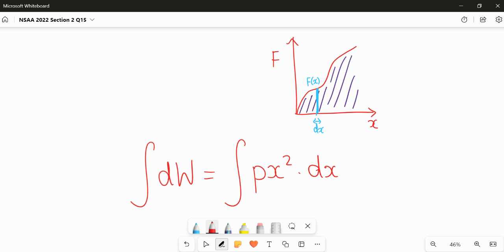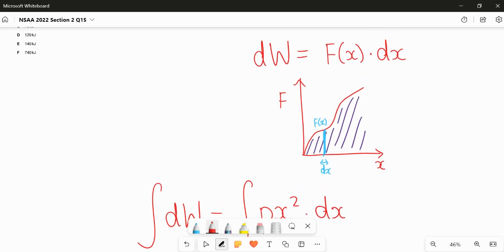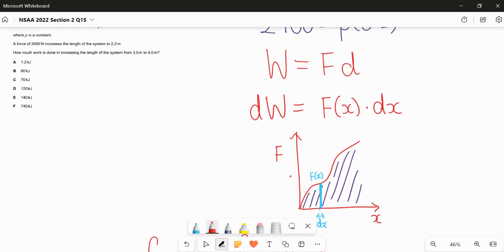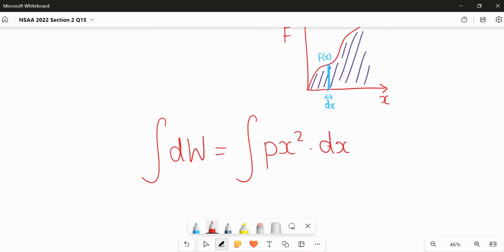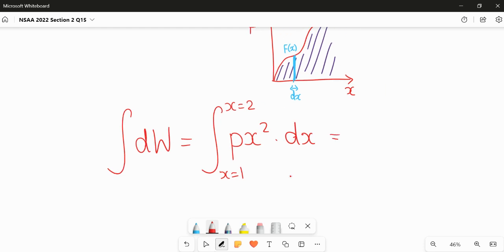So now we need to look at the limits of this integral. Well, we're going from 3 meters to 4 meters, and the unstretched length is 2 meters. So that means at 3 meters, our extension is already x equals 1 meter. And then at 4 meters, our new extension will be x equals 2. So we're just looking at the work done in stretching it from 3, where it's already extended, to an extension of 2 meters, i.e. to a new length of 4. So integrating this, what do we get?